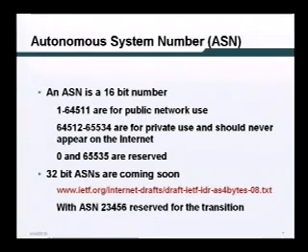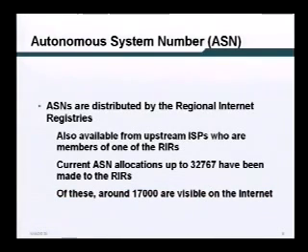ASN 23456 has been reserved for the transition process, whatever that transition process is going to be. I don't think it has been exactly defined yet. But when we do run out of 16-bit AS numbers, we will have 32-bit numbers, and we'll be able to move over to them at some stage in some process. Where do you get them from?